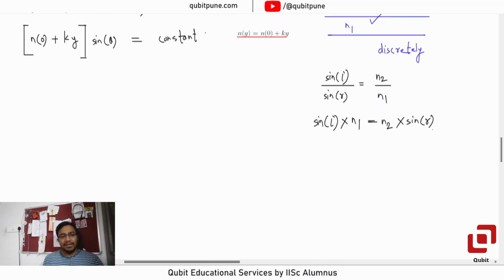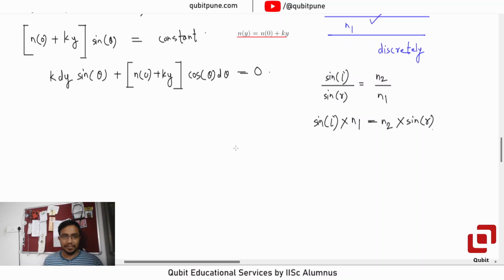Now we have to differentiate both sides with respect to a variable which we do not specify, and clearly we need to apply the product rule. So let's take the derivative of the first, which will be k dy, sin theta as it is, plus first term as it is, (n0 plus ky). Derivative of sin theta is cos theta d theta. Constant's derivative is 0.